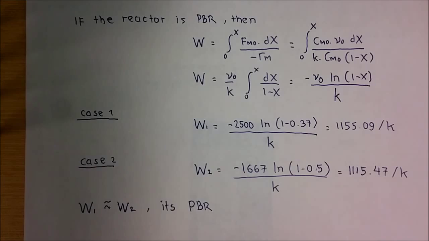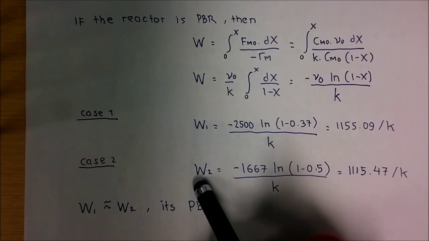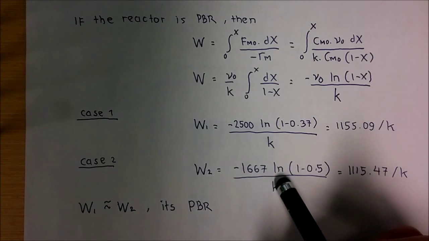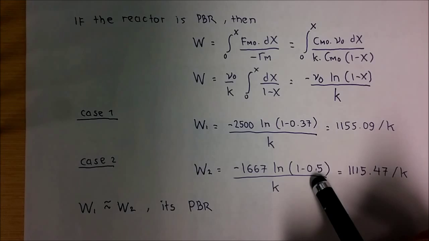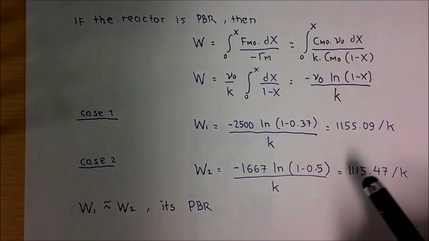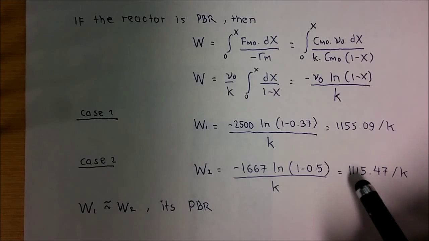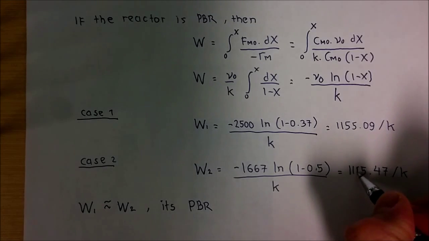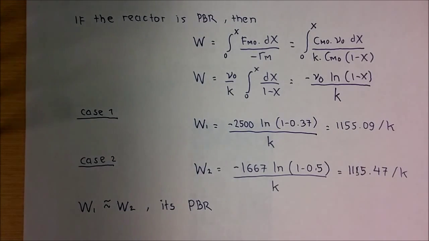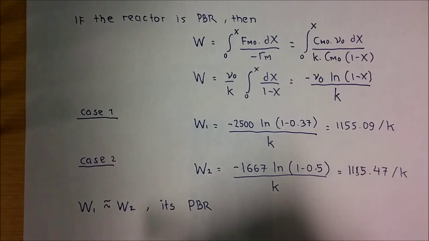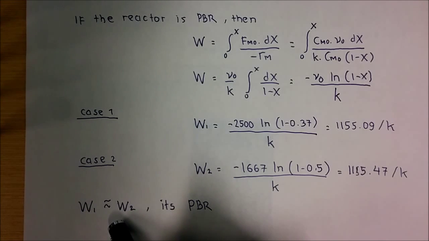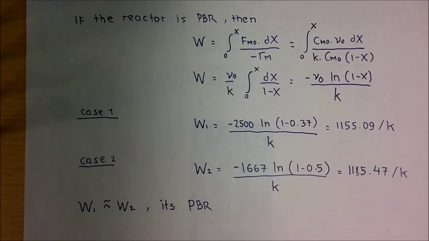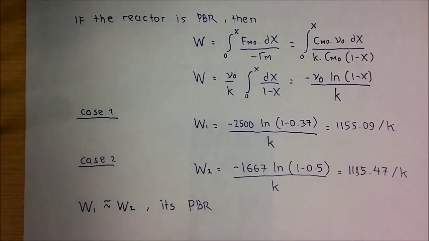1155.09 over K. And then for case 2, if we plug in the numbers, we're going to have W equal to minus 1667 ln(1 minus 0.5) over K, and we'll end up with a very close number, which is 1155.47 over K. So what this means is that W1 equals W2 for the PBR case. So we conclude that the reactor is a PBR.